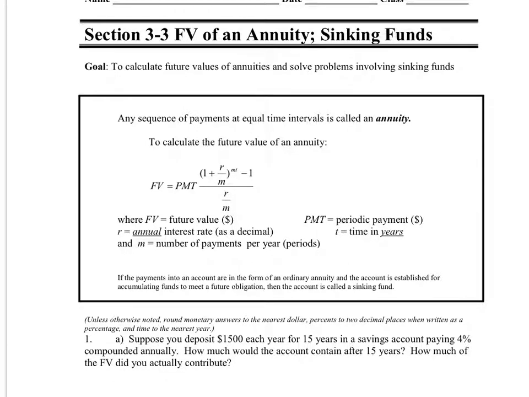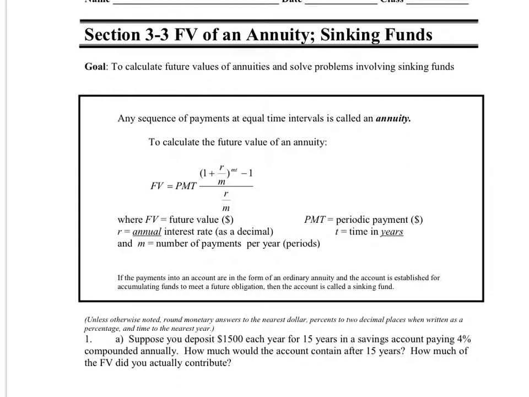We will begin speaking about annuities. In particular, we'll be looking at sinking funds. Now, anytime you have a sequence of payments over an equal time interval, for instance, if you're making monthly payments on something or quarterly payments on something, this is called an annuity. If you're contributing to some type of retirement, most likely it's in the form of an annuity.